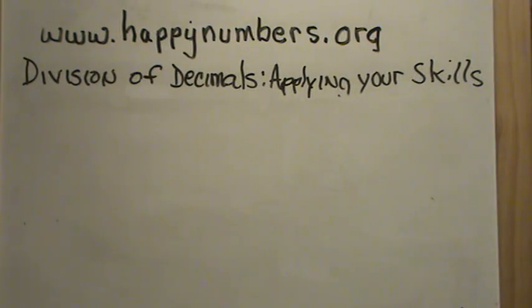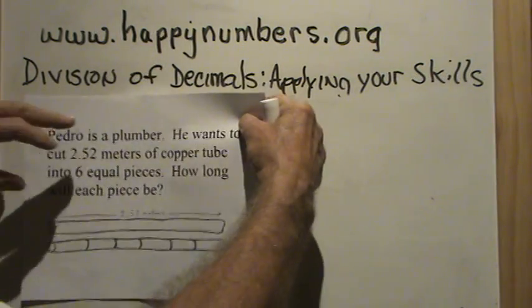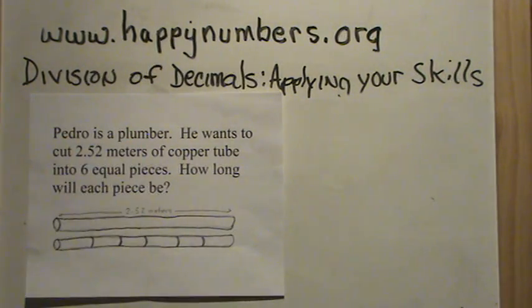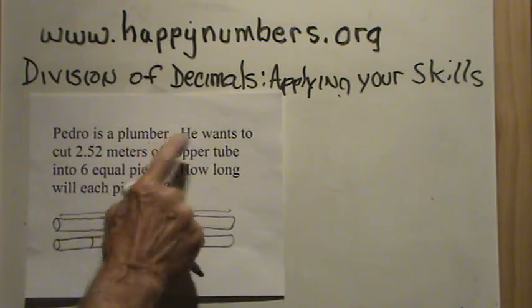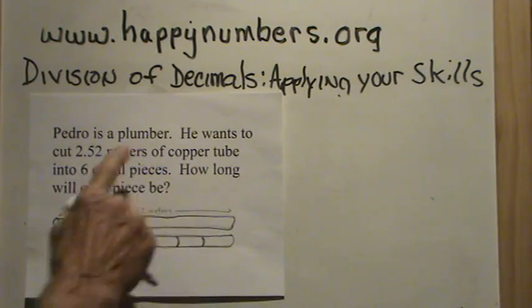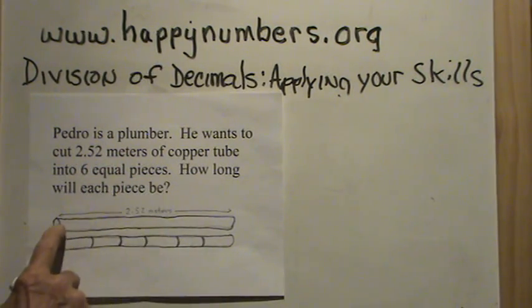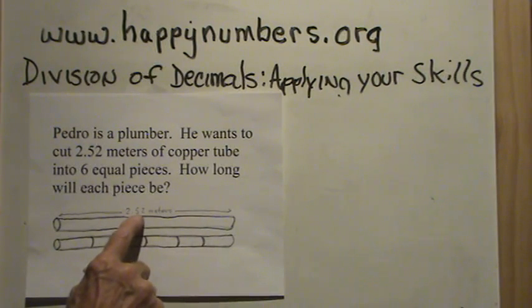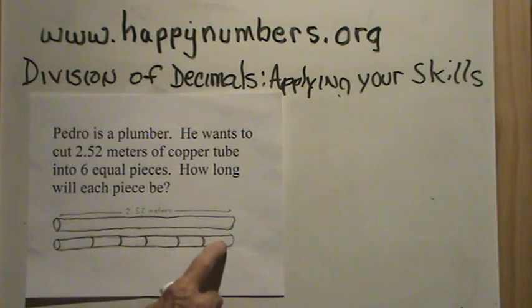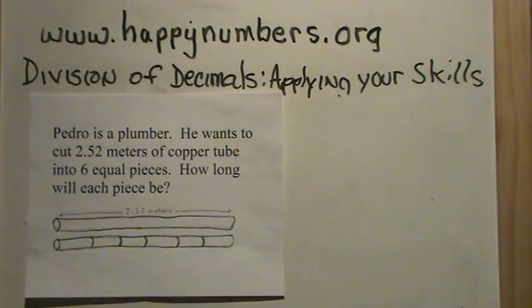Let's put this one up. Pedro is a plumber. By the way, the famous scientist Einstein, one of his quotes said that if he had it to do all over again, he'd have been a plumber. Pedro is a plumber. He wants to cut 2.52 meters of copper tube into 6 equal pieces. So he has a copper tube that's 2.52 meters long, and he wants to make it into 6 equal pieces. Well, we have a division problem here.